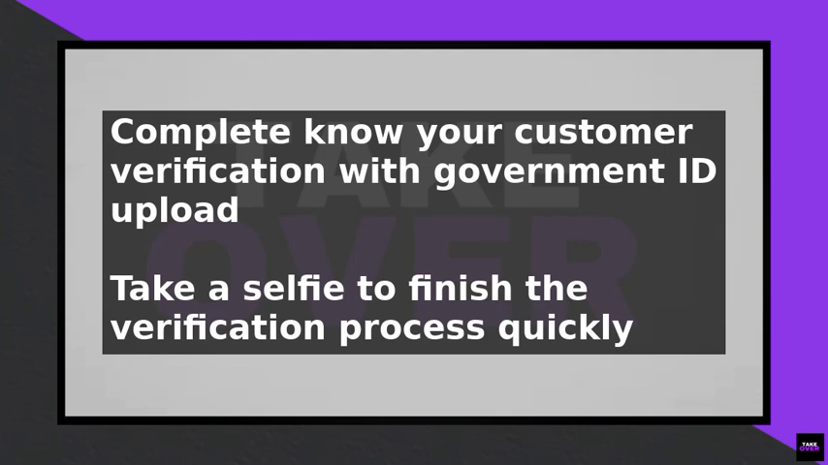After verification, you need to fund your Crypto.com account. You can do this by depositing fiat currency or other cryptocurrencies. Click on the Accounts tab and select the currency you want to deposit. Follow the instructions to complete the deposit. Once your account is funded, you can buy Trump coin.